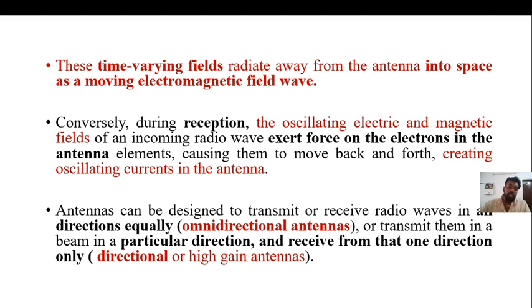Conversely, during reception, the oscillating electric and magnetic fields exert a force on the electrons in the antenna elements, which in turn creates an oscillating current in the antenna. An antenna that transmits equally in all directions is called an omnidirectional antenna, and one that transmits in a particular direction is called a directional antenna.